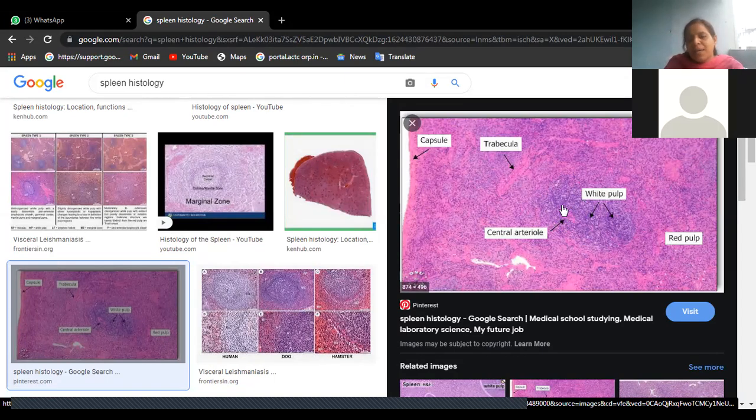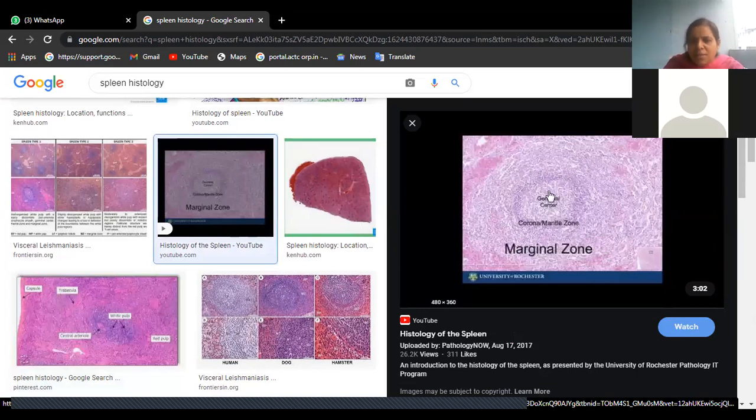In some books, it's given as central arteriole also. So you draw the artery towards one corner and draw full lymphocytes, blue in color. Peripheral lymphocytes should be darker and central lymphocytes should be paler. Between this white pulp and white pulp, you are supposed to draw all red dots. Those represent blue and red, that means a combination of lymphocytes and RBCs you will find. So that is one picture of the spleen.